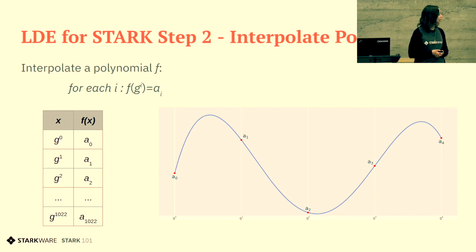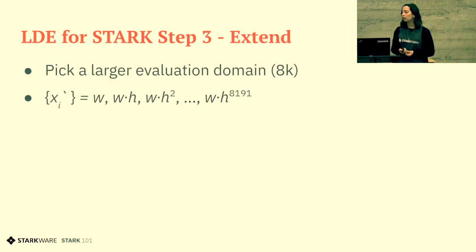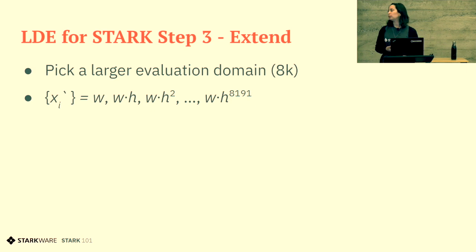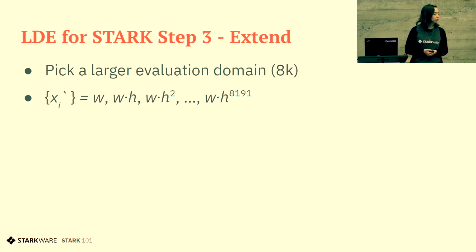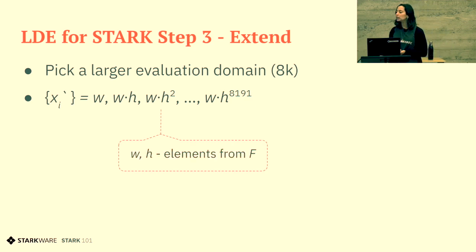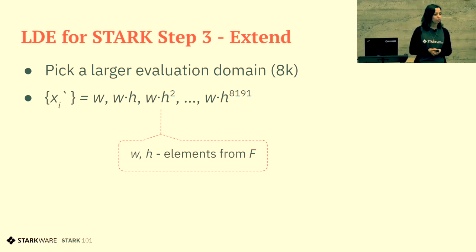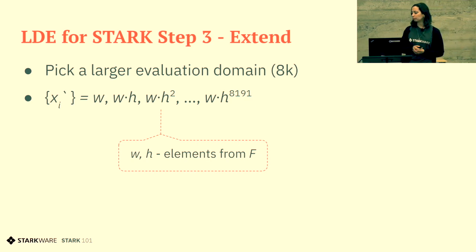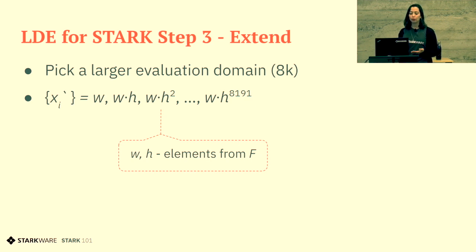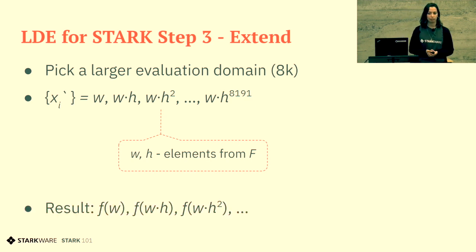And the last step is choosing a larger evaluation domain. So in our case, the original domain was of size k, and our evaluation domain will be 8k large. And it will be of the following form. We choose w and h from the field. Again, it's not really important to understand right now how we are choosing them. You're going to get the details in the notebooks. But just for you to know that this is going to be the format of our larger evaluation domain. And we compute our polynomial over this domain.